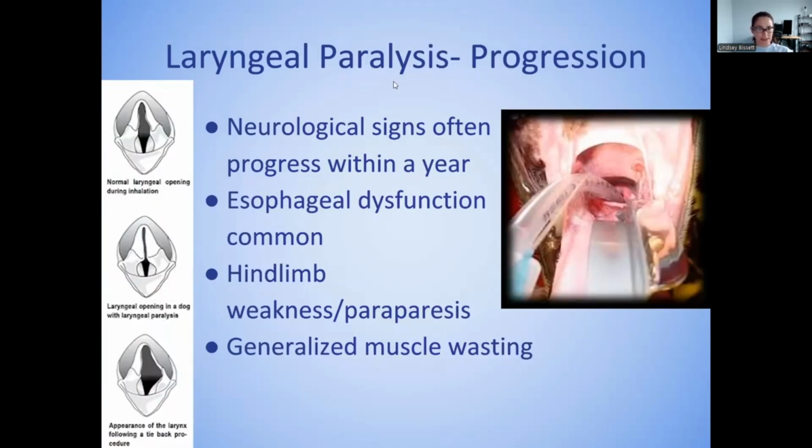In terms of how laryngeal paralysis progresses, pretty uncommonly does it stay as the only issue. Typically within a year, they're going to be progressing, whether that's megaesophagus or even just a small degree of esophageal dysfunction, and hind limb weakness and paraparesis, generalized muscle wasting. So again, making sure that we are educating these owners that this is always a possibility.